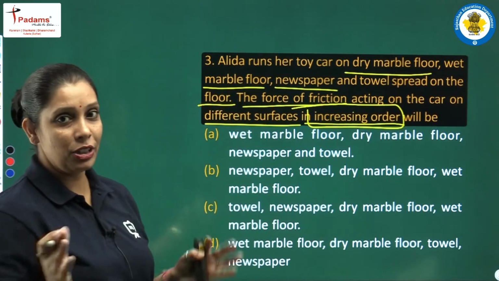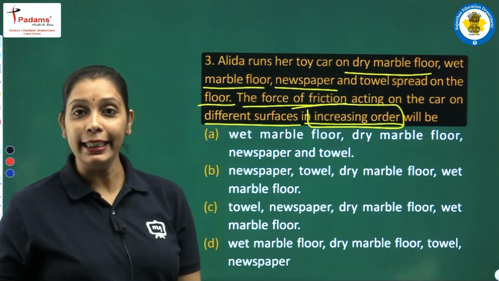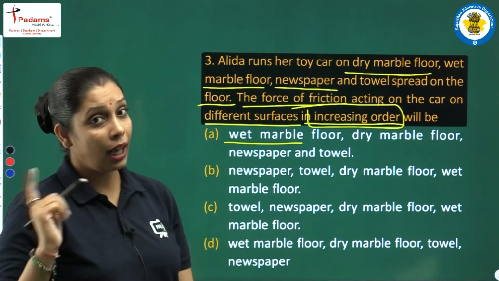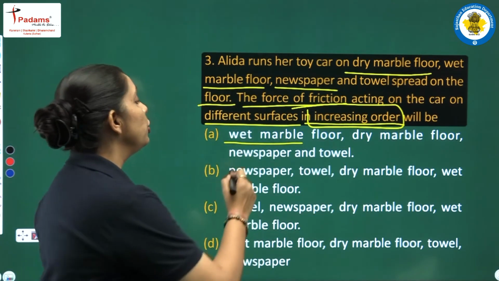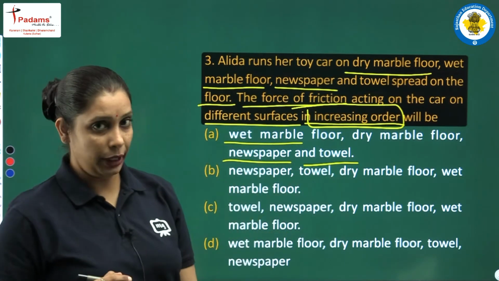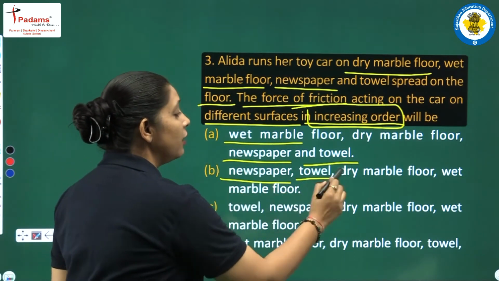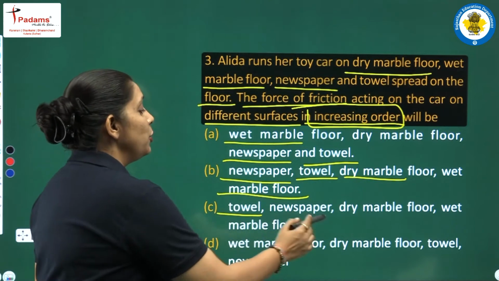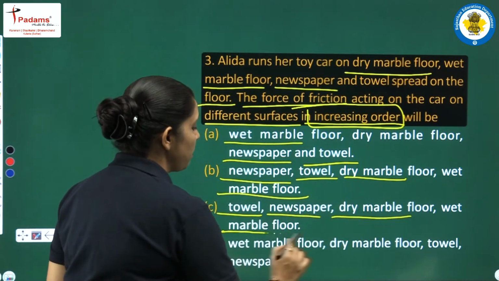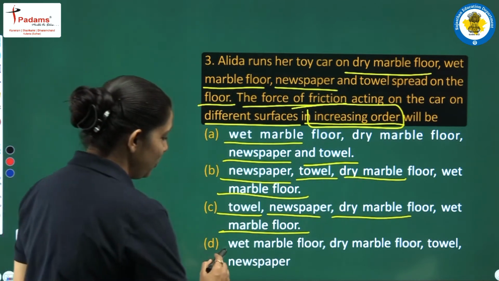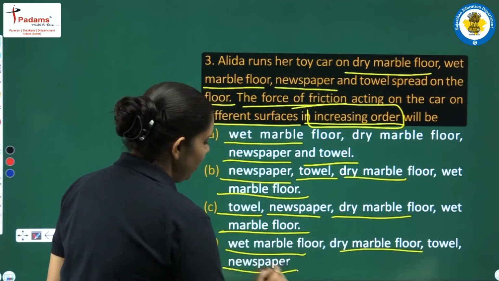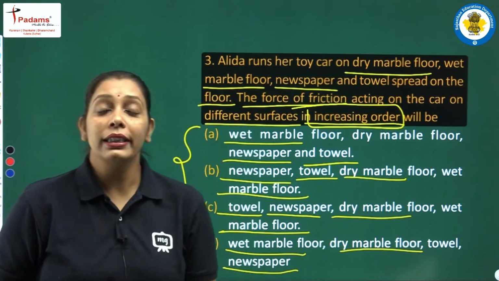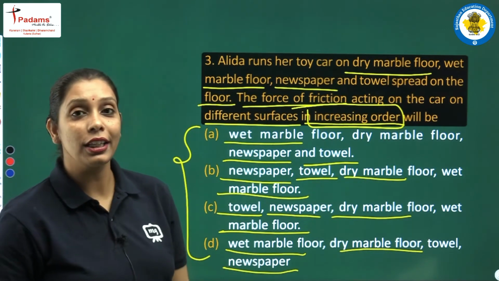Now as always, how many options do we have? 4, A B C D. Fine. Let's read the first one. Wet marble floor, after that dry marble floor, newspaper, towel. Next, newspaper, towel, dry marble floor, wet marble floor. Then towel, newspaper, dry marble floor, wet marble floor. And wet marble floor, dry marble floor, towel and newspaper. You have to choose among all these 4. So which one will you choose? Which one is the correct?